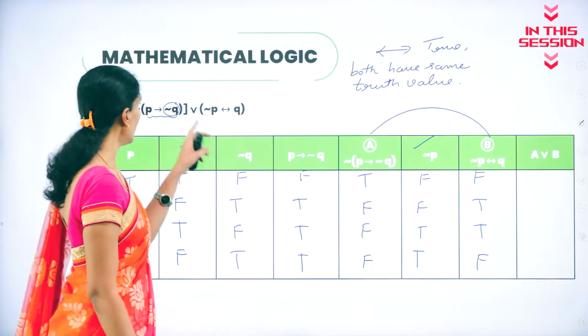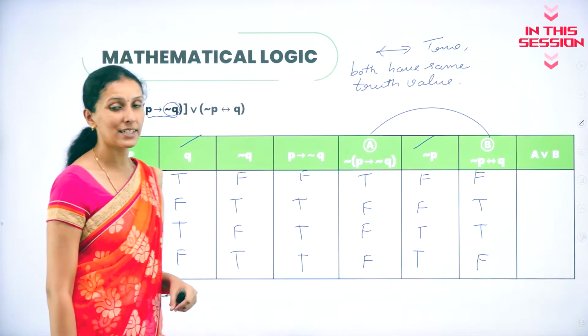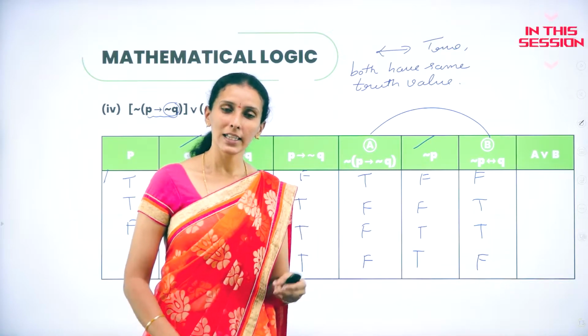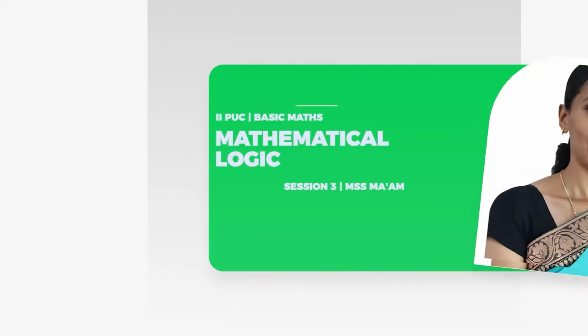So we have a disjunction here. So what does the disjunction say? Disjunction is false when both are false. In all the other cases, it is true.